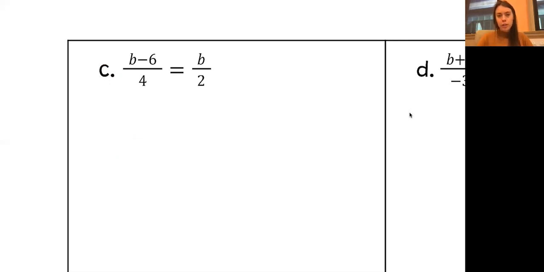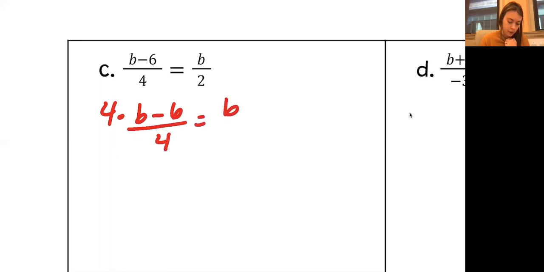I'm going to choose 4 because it's the bigger number, and hopefully that will make everything work out. So I'm going to multiply both sides by 4 just to get the division to go away first, and then I'll try to combine the b's. So I'm going to do 4 times b minus 6 over 4 equals b over 2 times 4. And I'm going to turn these 4s into 4 over 1 just so we know exactly what we're doing here. These 4s are in common over here.